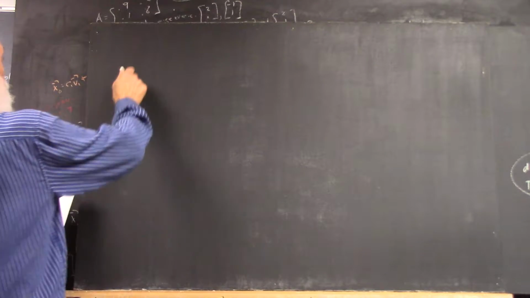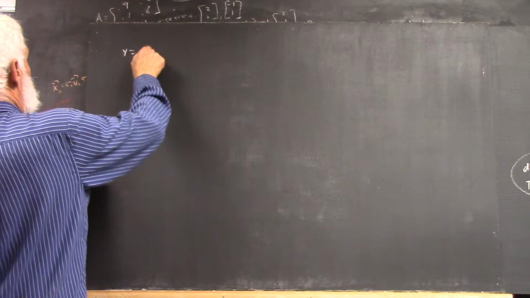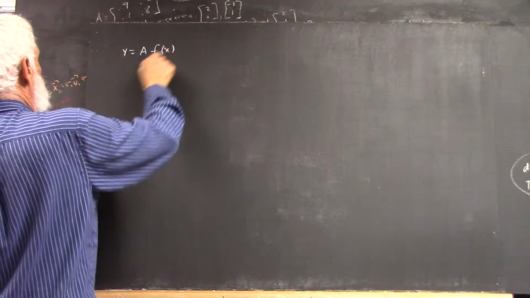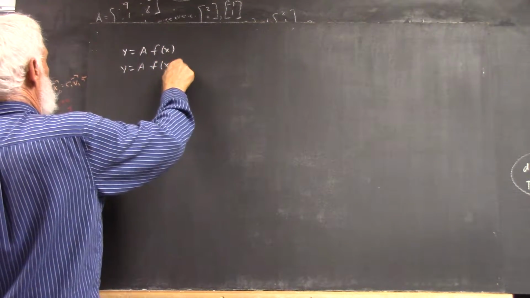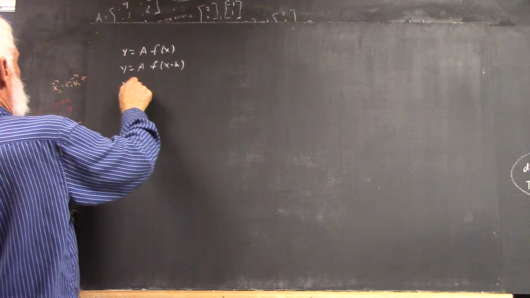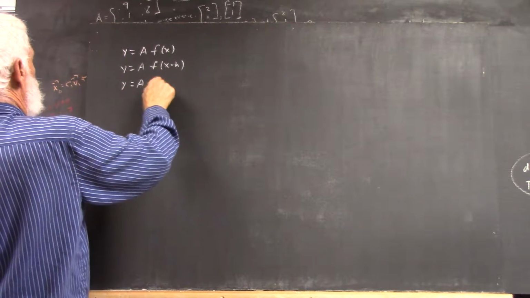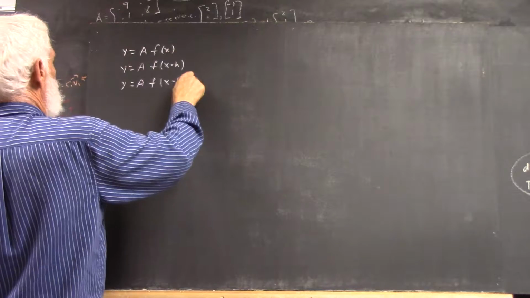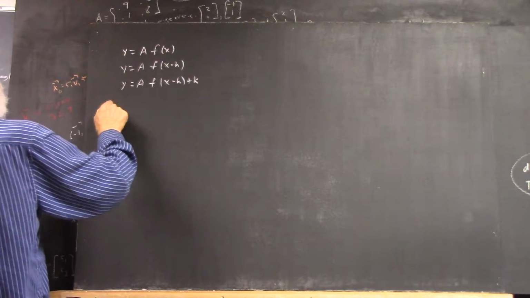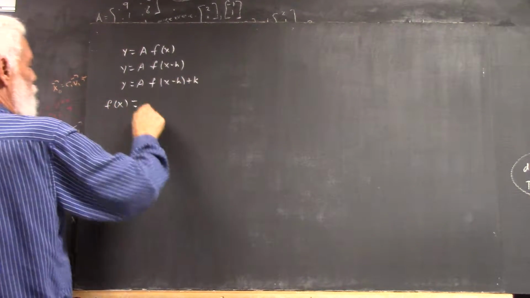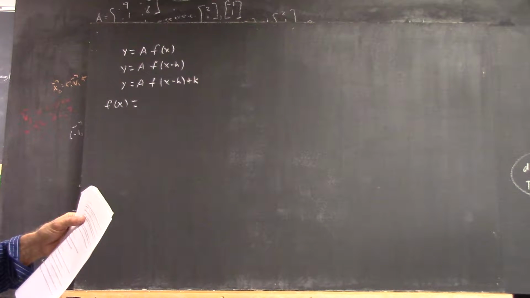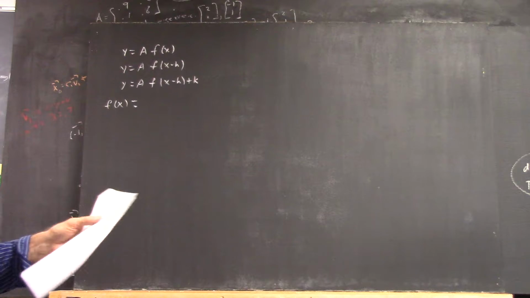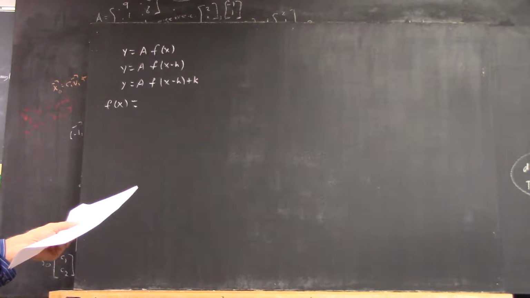So we want graphs of af(x), af(x minus h), and af(x minus h) plus k, where f(x) is the basic reciprocal function. Which function is that? 1 over x. Somebody? 1 over x. Yeah, 1 over x, right?